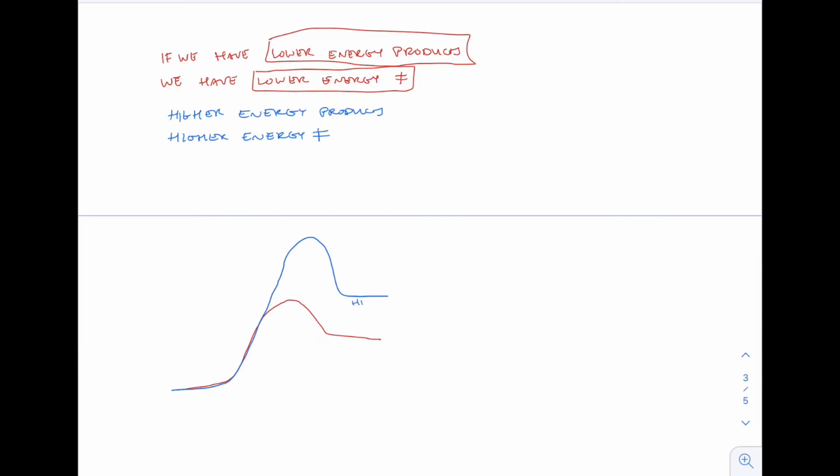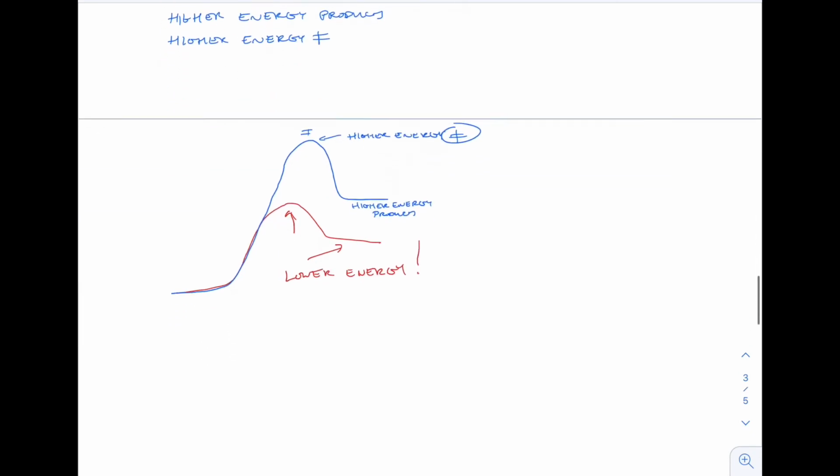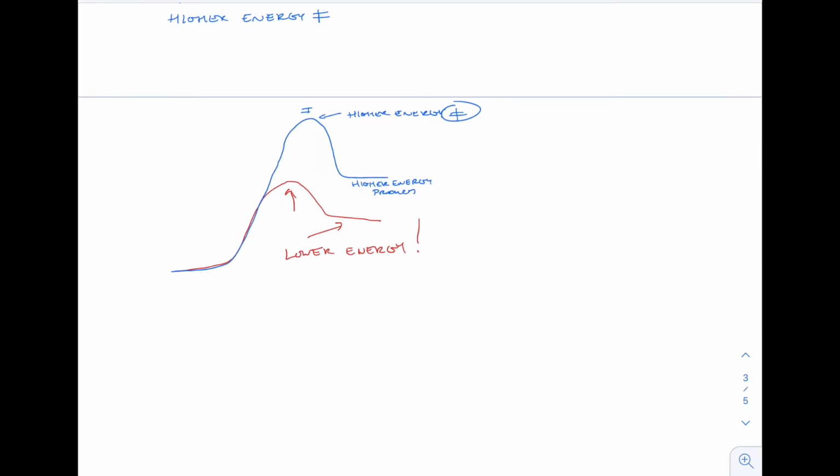Okay? So the lower energy products have the lower transition state, and the higher energy products have the higher transition state. Now we can visually see that if we were going to draw in the activation energy of these particular curves, then we would see that that activation energy would be much lower for the red curve, which has the lower energy products. And there you go.